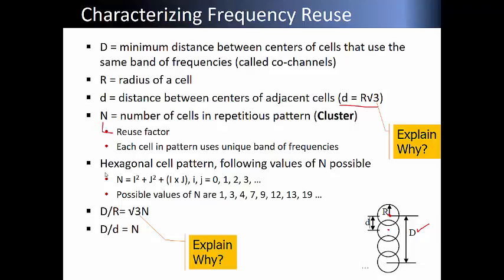For hexagonal cell patterns, the following values of N are possible. N can be computed as i square plus j square plus i times j. i and j can be any number from 0 upward. If you enter the smallest combination of i and j, the smallest N is 1. What it means is that if you have only one cell, there is no adjacent cell, therefore you simply use one frequency band. That's fine, right? In theory.